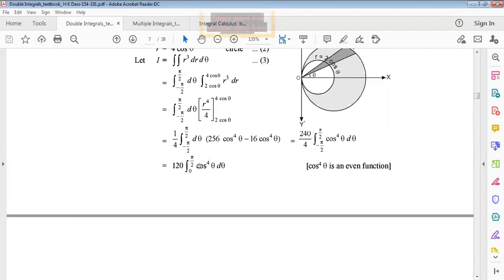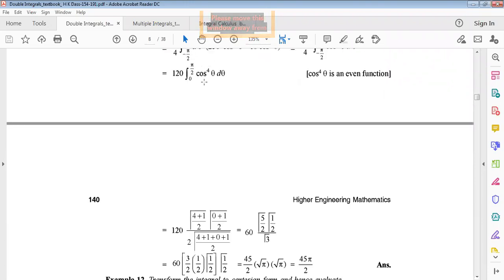Actually, this is an even function. Do you know the definition of an even function? If f of x is any function, and if we replace x by minus x and the functional value does not change, then it is an even function. That means f of minus x equals f of x. So this is also an even function.